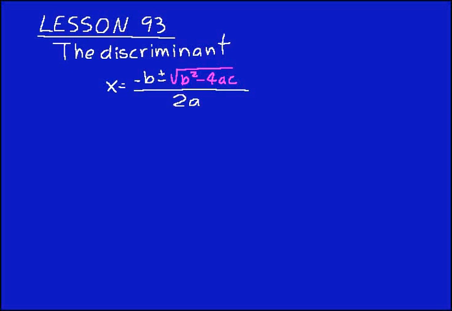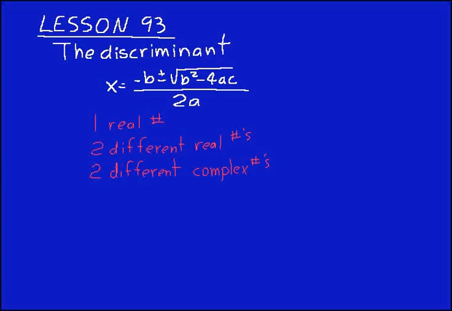Because whatever that equals tells us if we're going to get just one answer for x, if we'll get two different real numbers, or if we'll get two different complex numbers. So basically, we can use the discriminant to discriminate between those three choices. One real number, two different real numbers, or two different complex numbers.